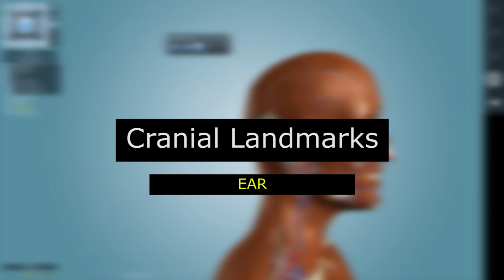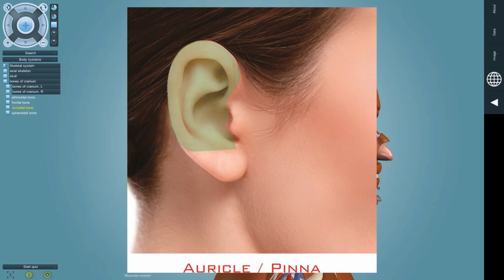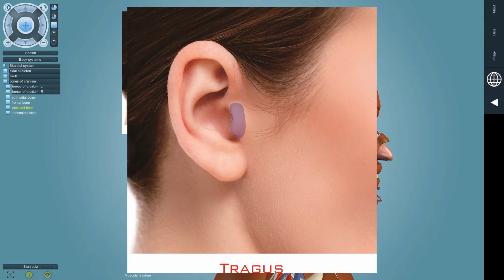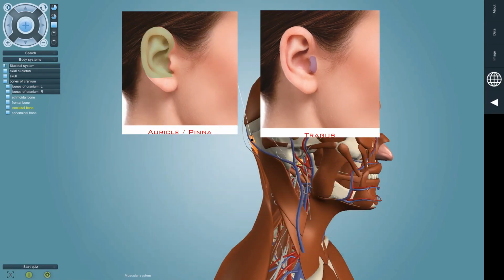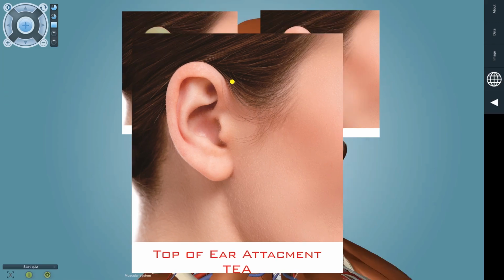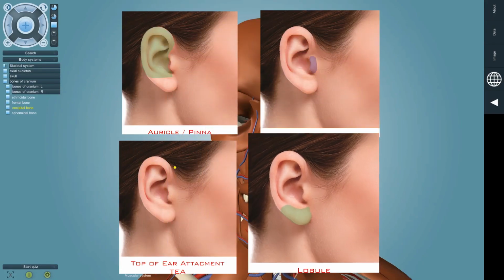Ear. Parts of the ear that might be used as positioning landmarks are the auricle, or pinna, the external portion of the ear, the large flap of the ear made of cartilage, and the tragus, the small cartilaginous flap covering the opening of the ear. The TEA, or top of ear attachment, refers to the superior attachment of the auricle, or that part where the side frames of eyeglasses rest. That is an important landmark because it corresponds to the level of the petrous ridge on each side.